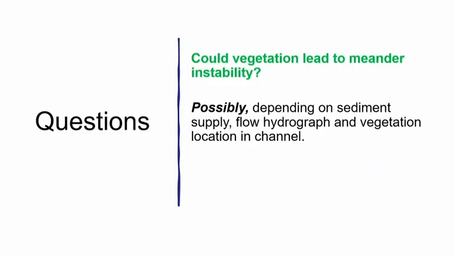So could vegetation lead to meander stability? Possibly. Of course, this isn't the be-all, end-all. These are just two experiments. But the main point I'm trying to say is we often assume vegetation causes meander stability because it increases bank strength. But in this case, we see in all the previous part of this talk, vegetation can increase erosion. And depending on where the vegetation is growing, it could cause multi-thread channels.